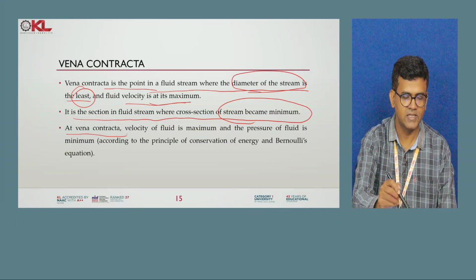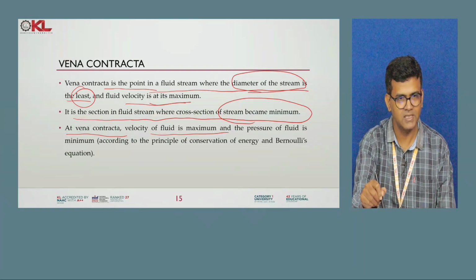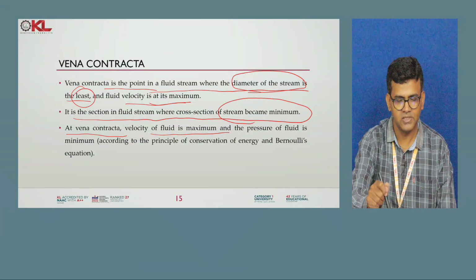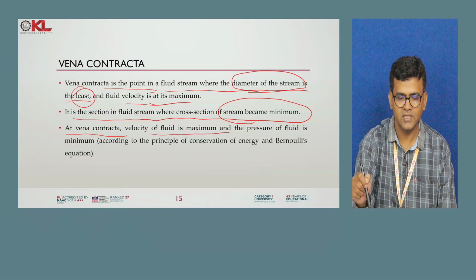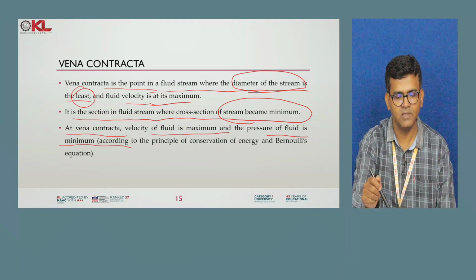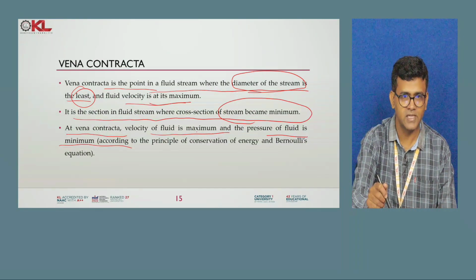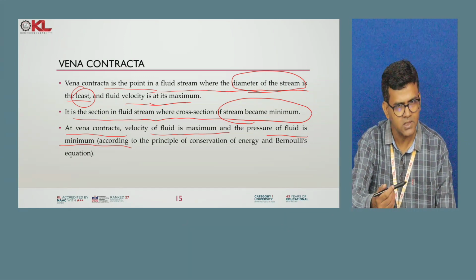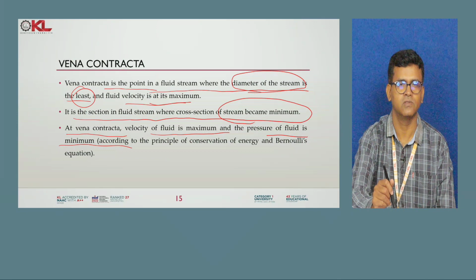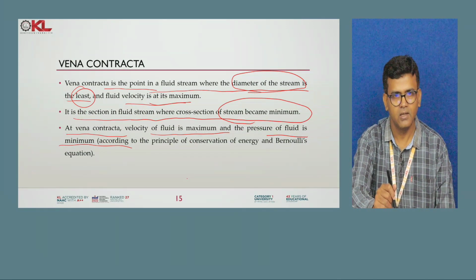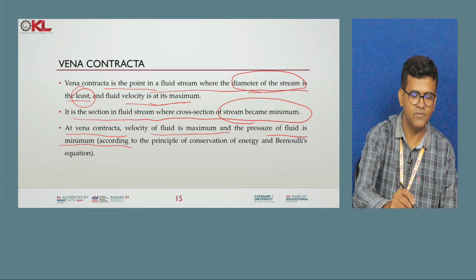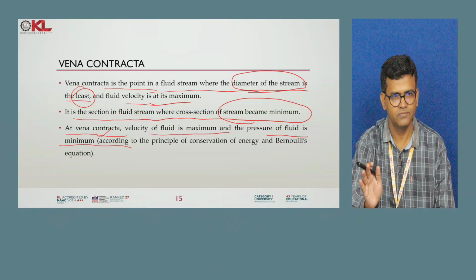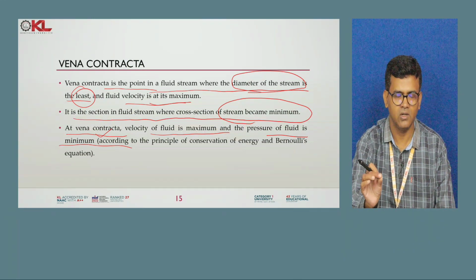So at vena contracta, the velocity of the fluid is maximum. This is the section where the velocity is maximum and the pressure is minimum. If the fluid velocity is maximum, then the pressure will be minimum, as per Bernoulli's equation also. We can see that one. So that is the vena contracta. It exists at the section where the velocity is maximum or the stream has the minimum diameter.